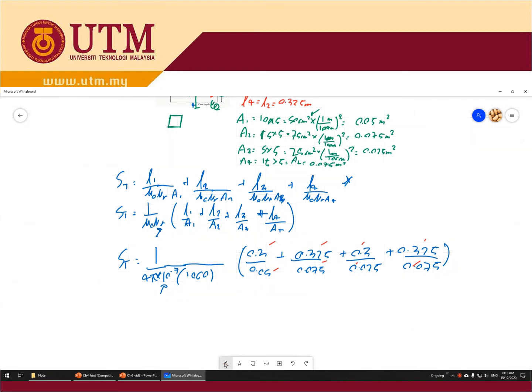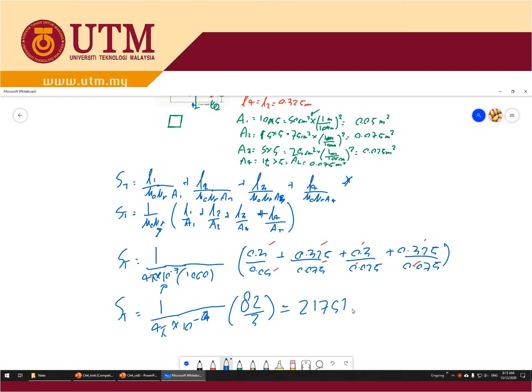And again, use your calculator. When you insert the values into your calculator, make sure you are careful. So try to use your calculator again, and you get the answer 21751 ampere per Weber. So this is the answer.